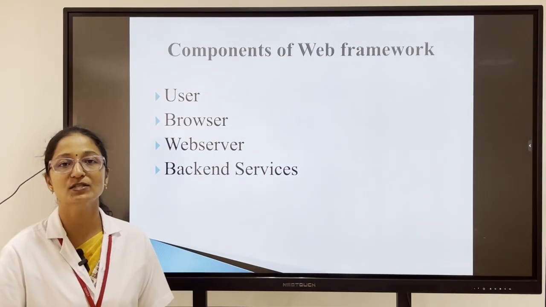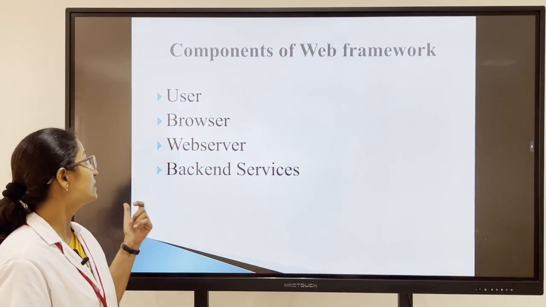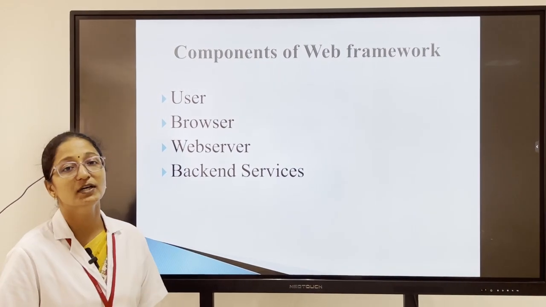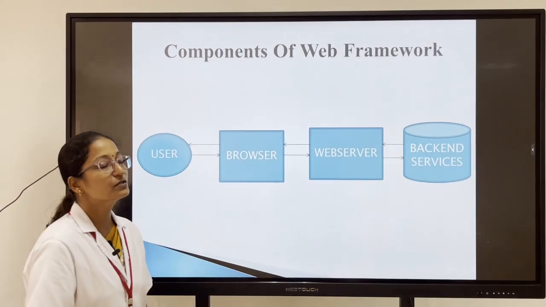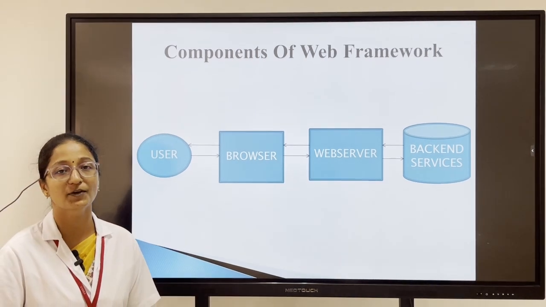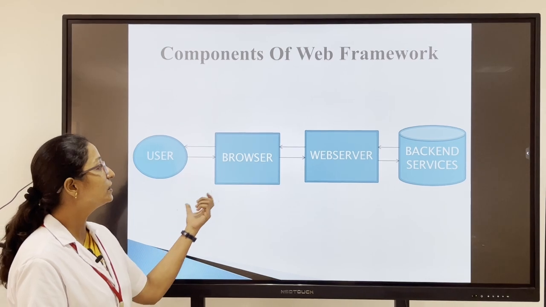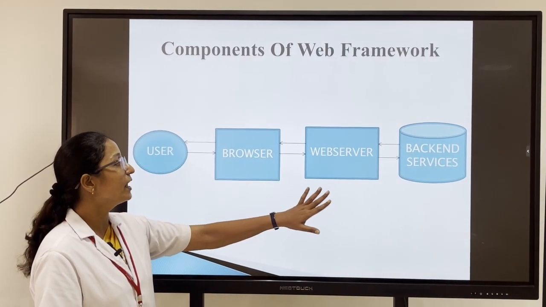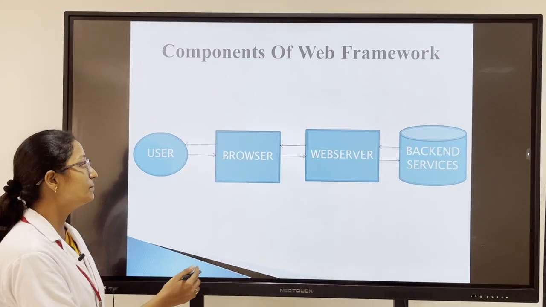Next, the components of the web framework. There are four main components of the web framework. First is the user, the next one is the browser, the third one is the web server, and the fourth one is the backend services. So this diagram depicts the basic interaction between all four components of the web framework. First, the user interacts with the browser, which in turn interacts with the web server to retrieve data from the backend services, and it again displays the data to the user via the browser. So this is the basic interaction.